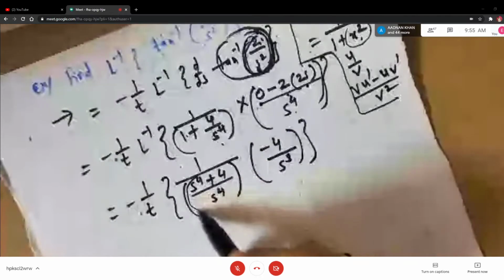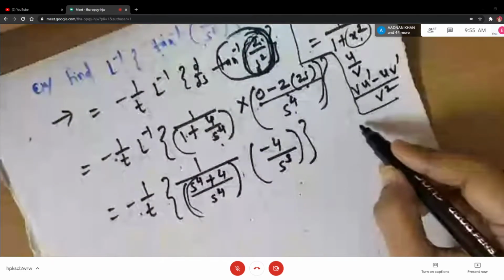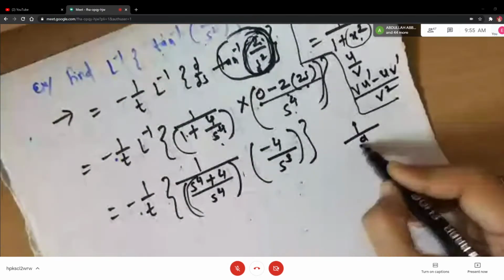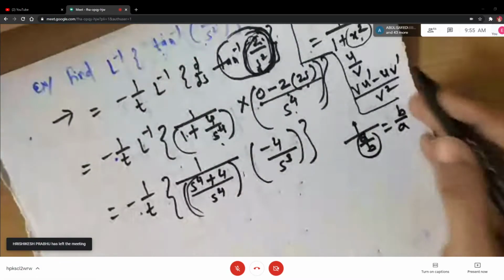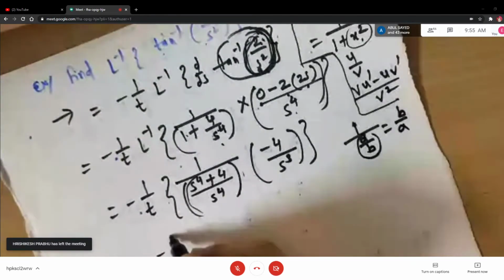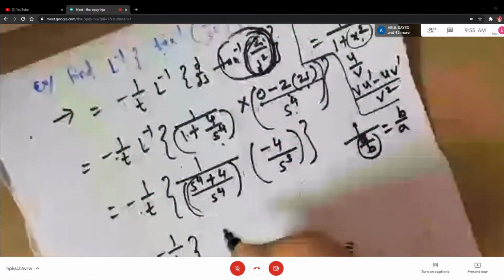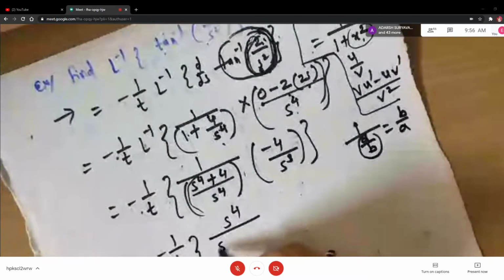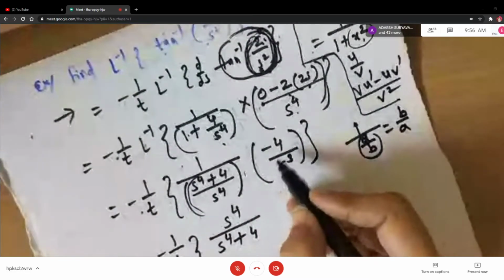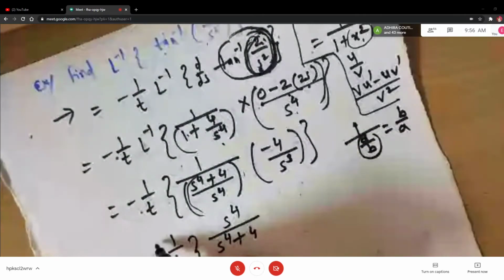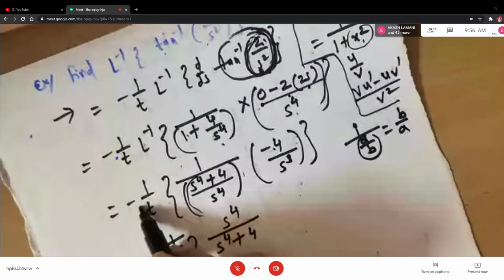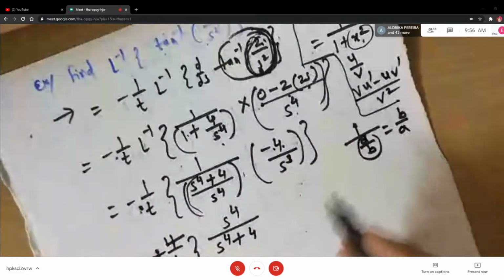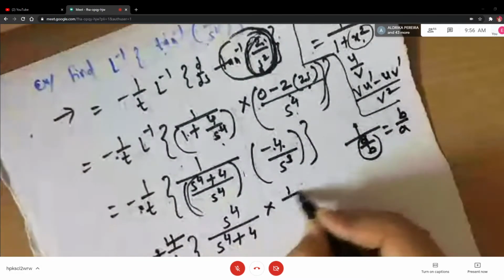Now see, students, this term is in the denominator, right? So if you know this formula, 1 upon a upon b can be written as b upon a. So if you take this term to numerator, it becomes its reciprocal. So it is minus 1 by t. This, it will be s raised to 4 upon s raised to 4 plus 4. This minus 4 I can take out, right? And minus minus I can make plus, right? Follow what I did? Minus into minus is 4 plus, and this constant can be taken out into 1 upon s cube.